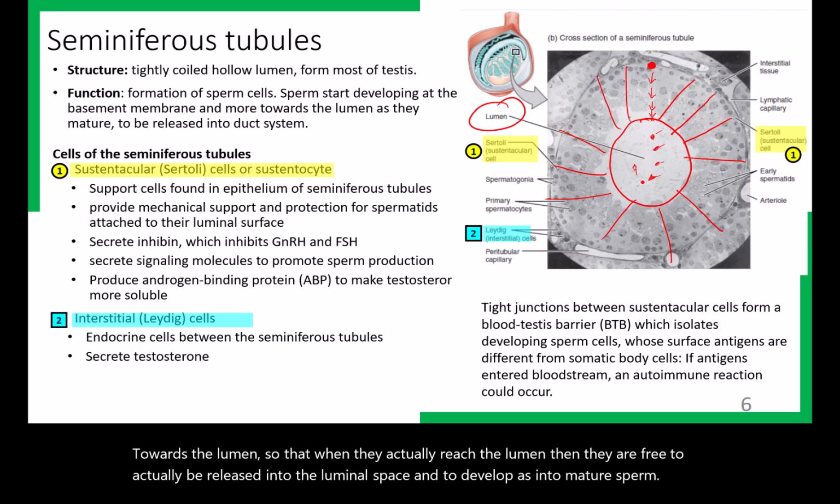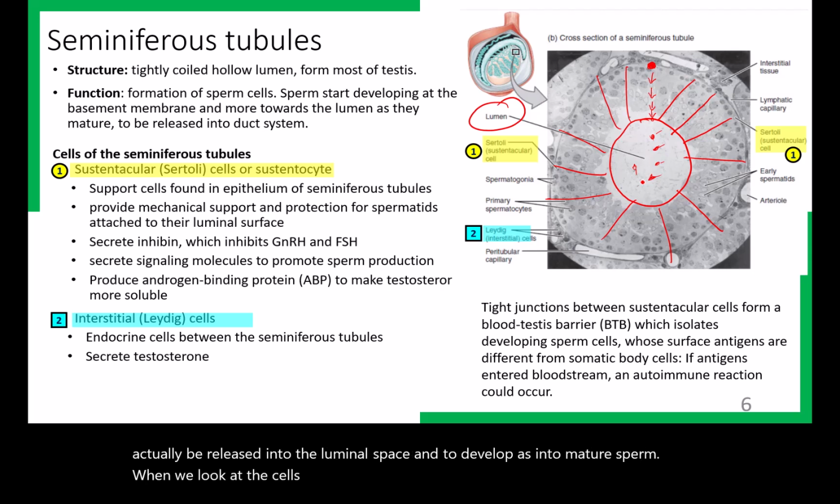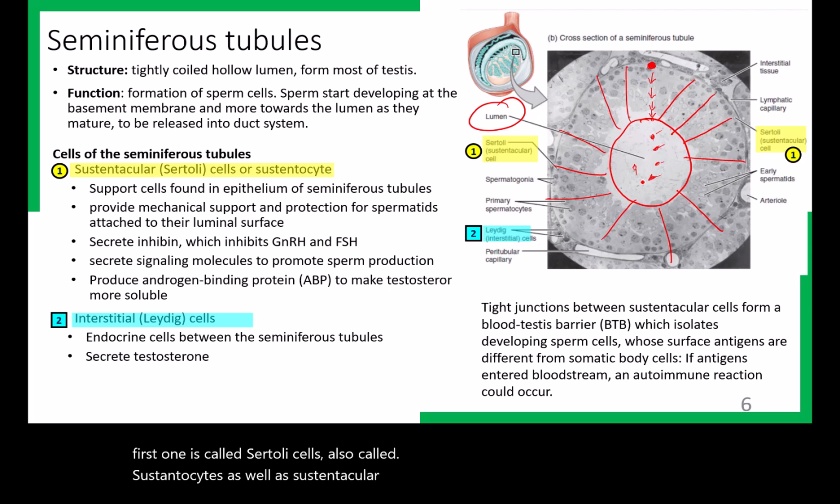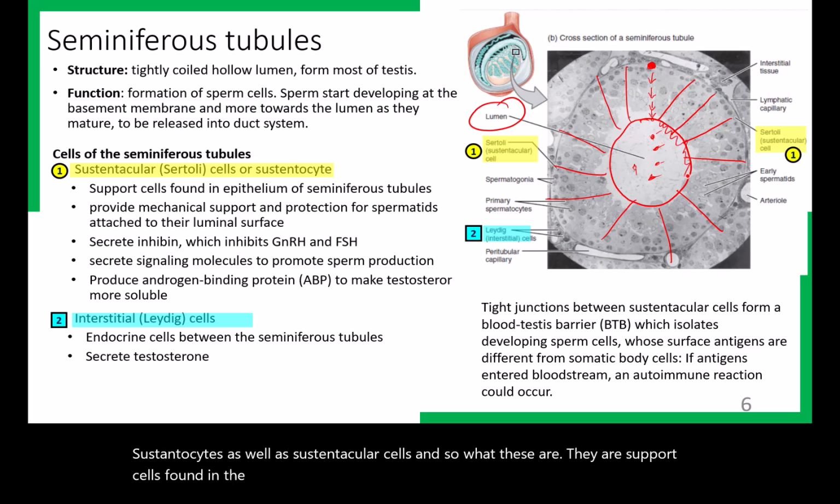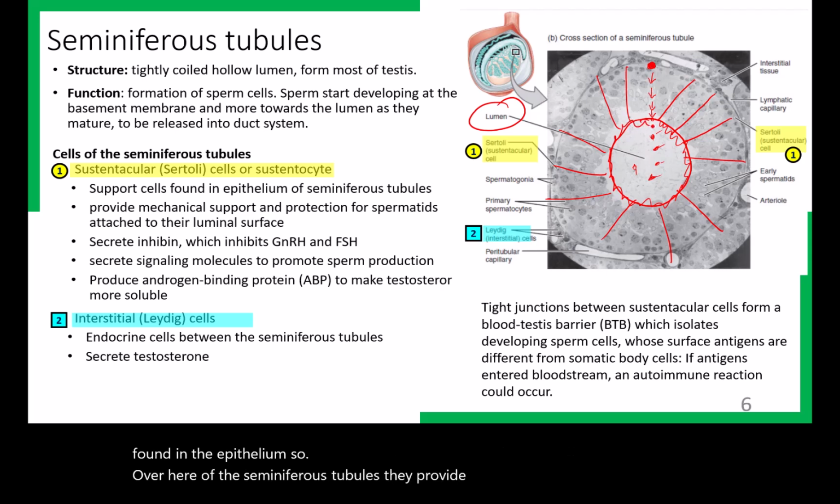When we look at the cells of the seminiferous tubules, there's two types of cells. The first one is called Sertoli cells, also called sustentocytes, as well as sustentacular cells. These are support cells found in the epithelium over here of the seminiferous tubules. They provide support and protection for the developing sperm cells, the spermatids.